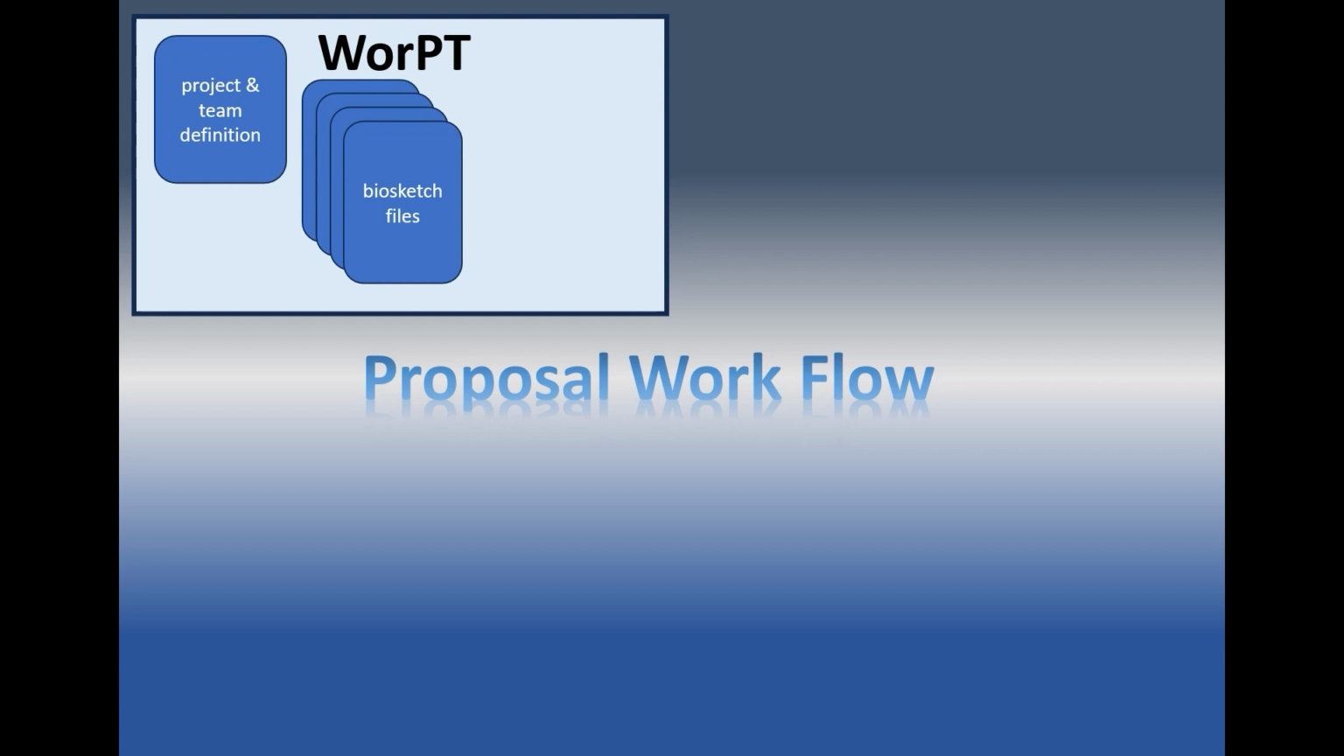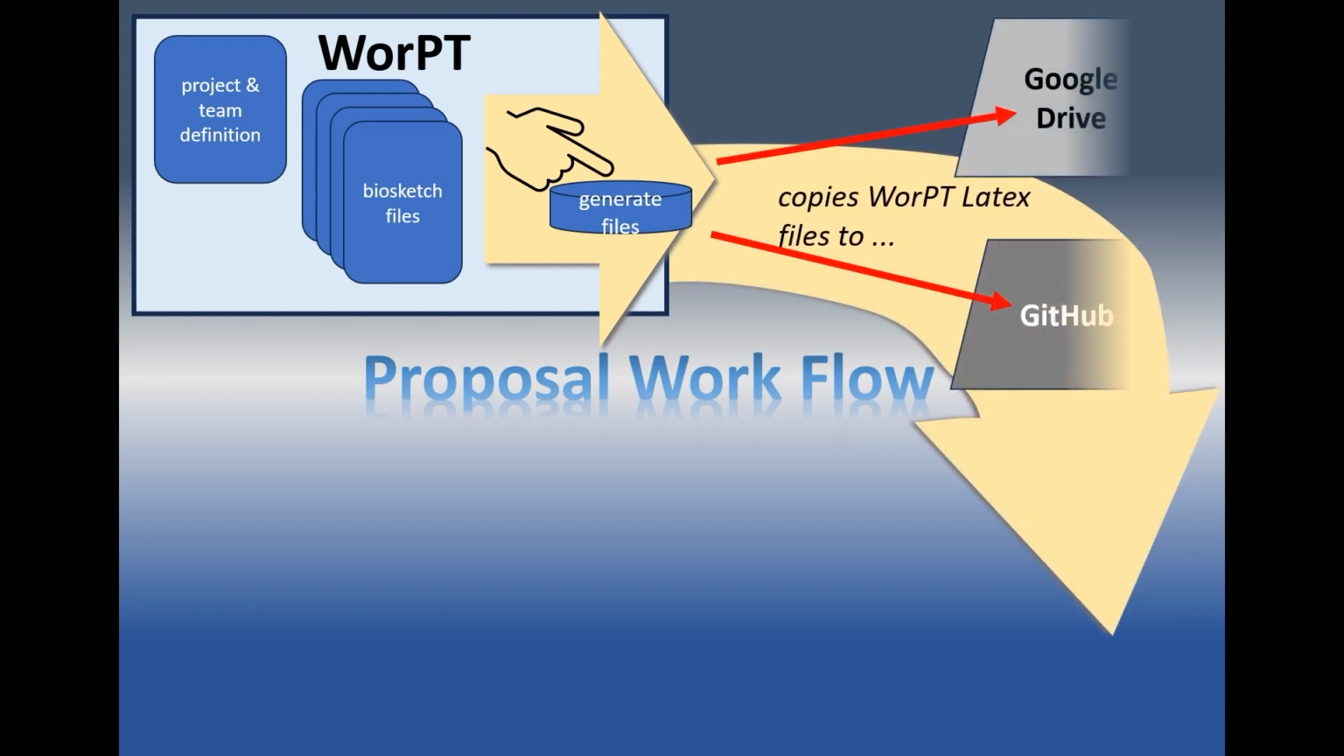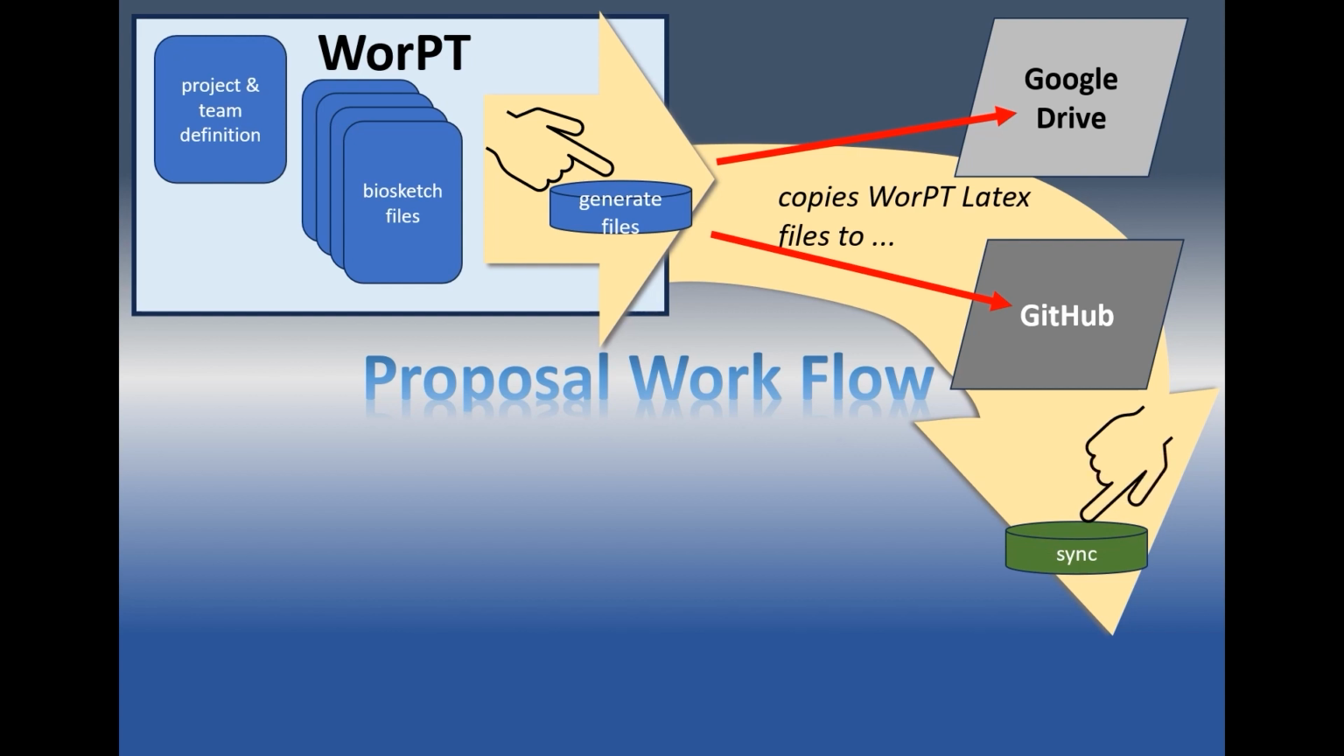Let's take a moment to summarize. We start the proposal development with WorP, where the project-related schedule and proposal team are defined. We then click the button in WorP to generate the LaTeX files. One copy of the files resides on Google Drive, while another is sent to GitHub, the same repository that Overleaf has already been linked to. We perform GitHub syncing through Overleaf's menu to update the WorP files that are cloned down in our Overleaf project area.